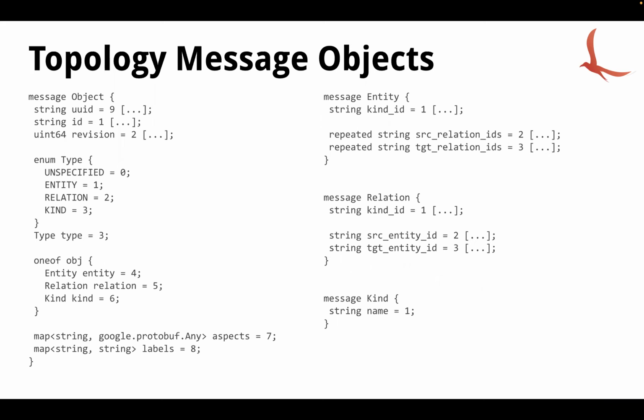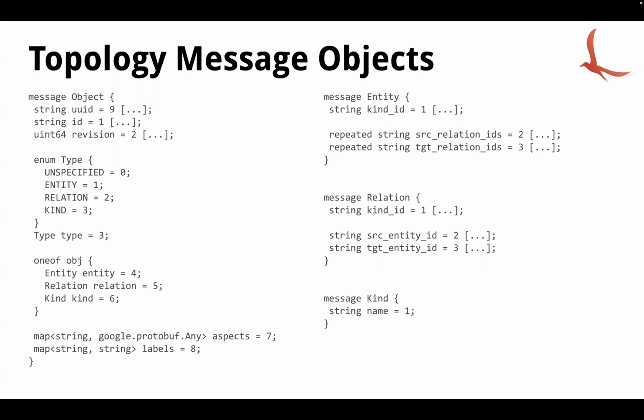So an entity has that, and a relation also has a kind ID, but conversely, each relation has a source and target ID that basically defines the nature of it, right? Kind, as you see, is just a name. It's a friendly name, and that's all it is. So where's all the data that's relevant? That's any aspects.